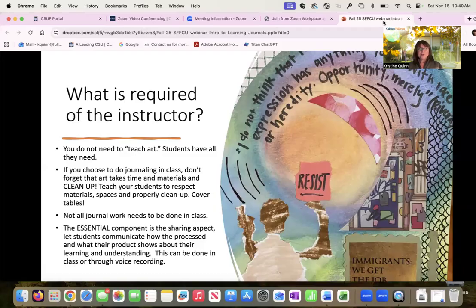But the essential component that I want you to think about is the sharing aspect where students are able to talk to each other, to explain their vision, to hear other students' own pages and their vision of their creations as well, and to be able to have positive student discourse. Right? So they communicate how they processed, they communicate what their products show about their learning and their understanding. And it's wonderful when you can do it in person and have those small group conversations. If you don't have time for that, you can do that as recordings as well.